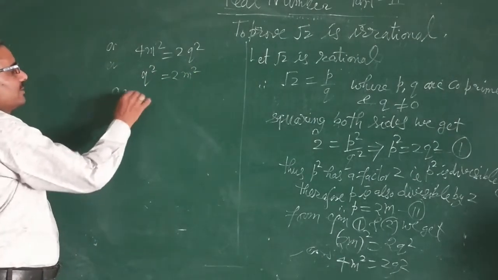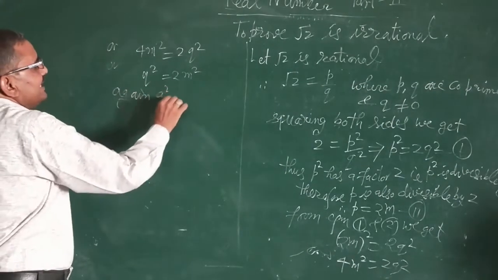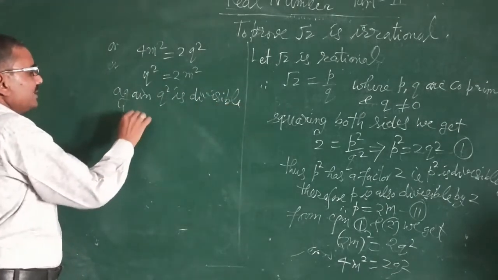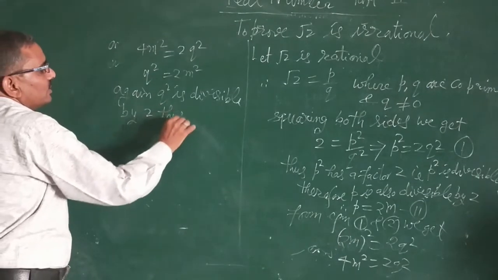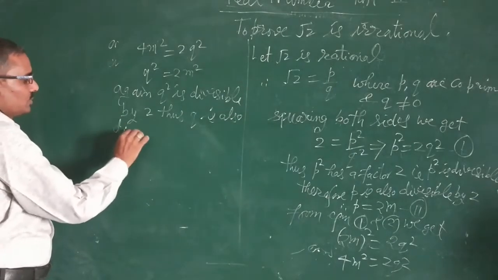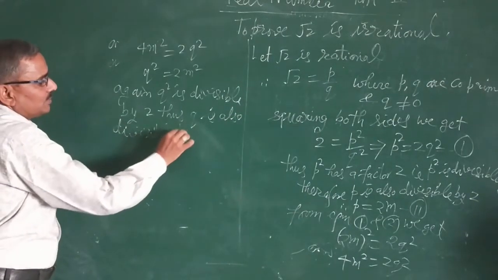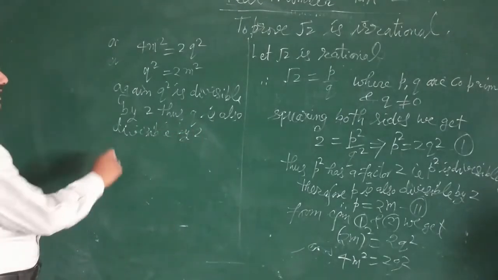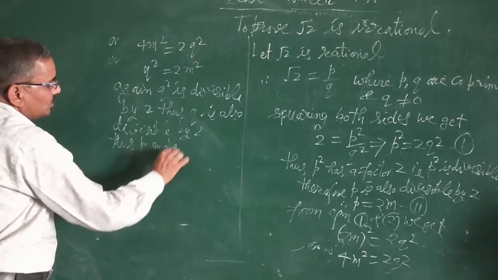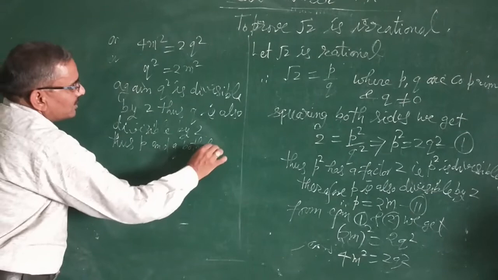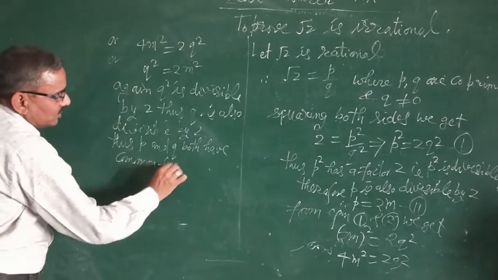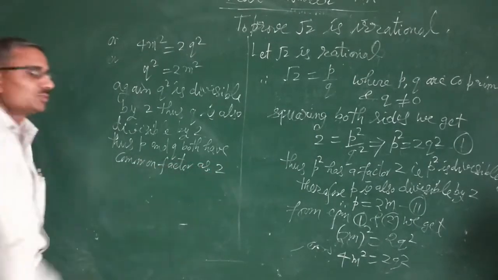Again q square is divisible by 2. Thus q is also divisible by 2. Thus p and q have a common factor, that is, both have 2 as a common factor.